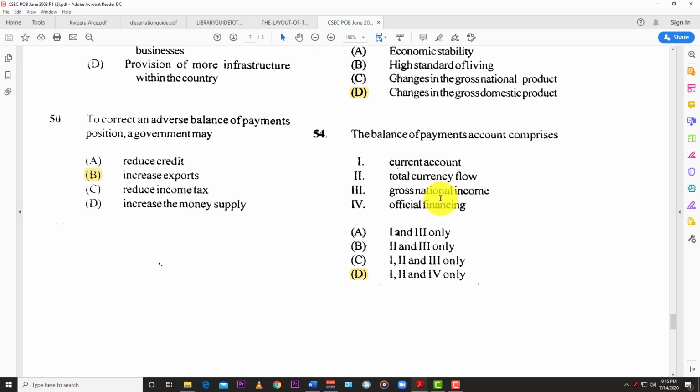Alright, 54. The balance of payment accounts comprises, and so we have some options: current account, total currency flow, gross national income, and official financing. And so the best answer is 1, 2, and 4. And again, econ, 1, 2, and 4.